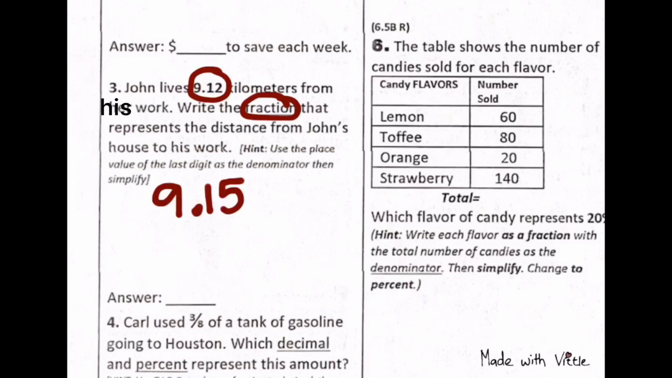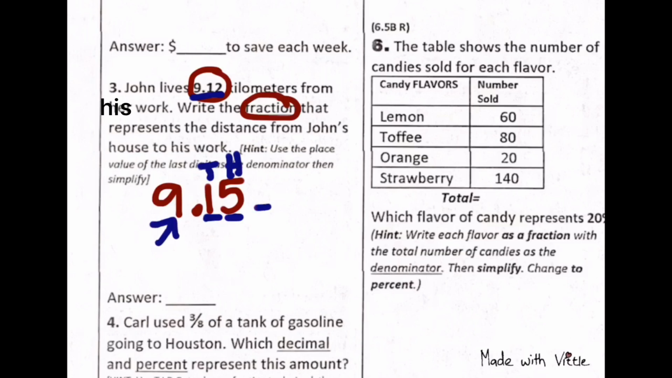So I'm going to give you an example. Instead of me working on 9.12, I'm going to work with 9.15. Now pay attention to the place value of the last digit. You know that the 1 is on the tenths and the 5 is on the hundredths. And you have a whole place value here, which is the 9.